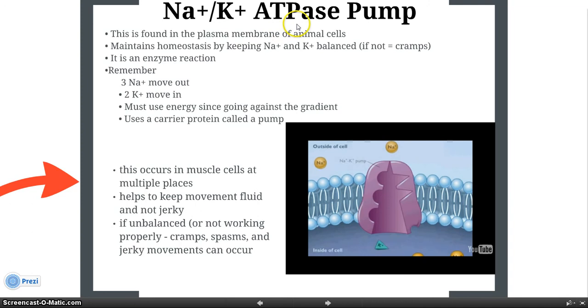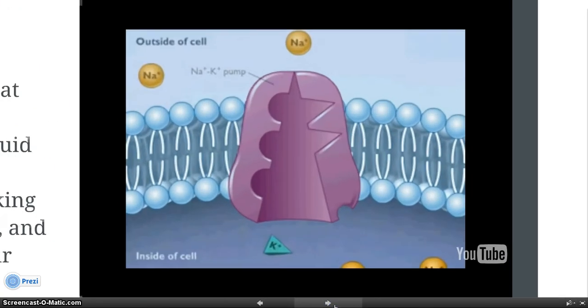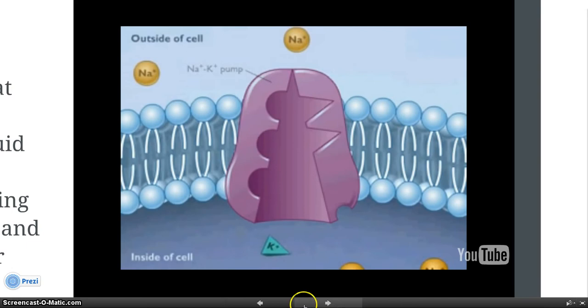As you know, ATPase, ending in ASE, means that it is an enzyme reaction. Key things to remember. 3 sodiums move out to 2 potassiums moving in. We have to use energy, called ATP, since it's going against the gradient, and it also uses a carrier protein called a pump. Let's watch the actual process.